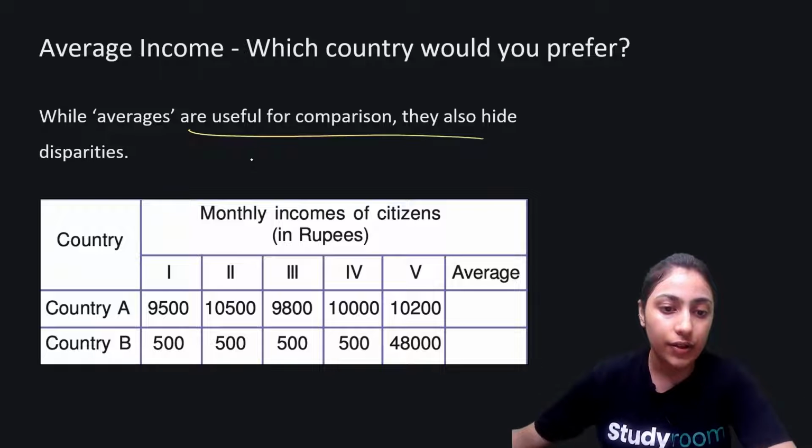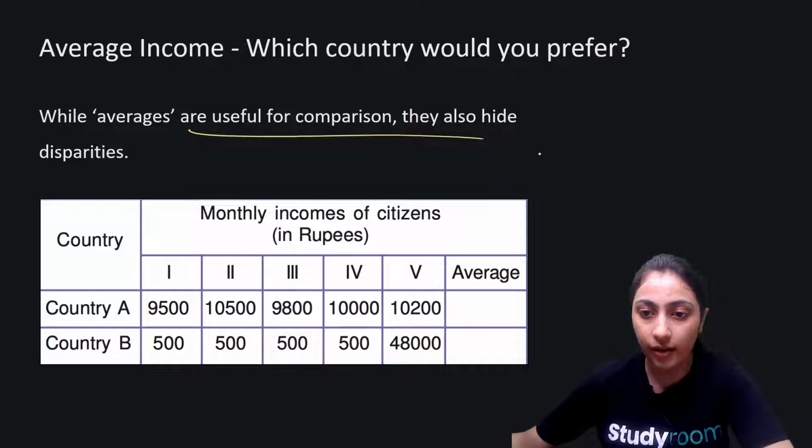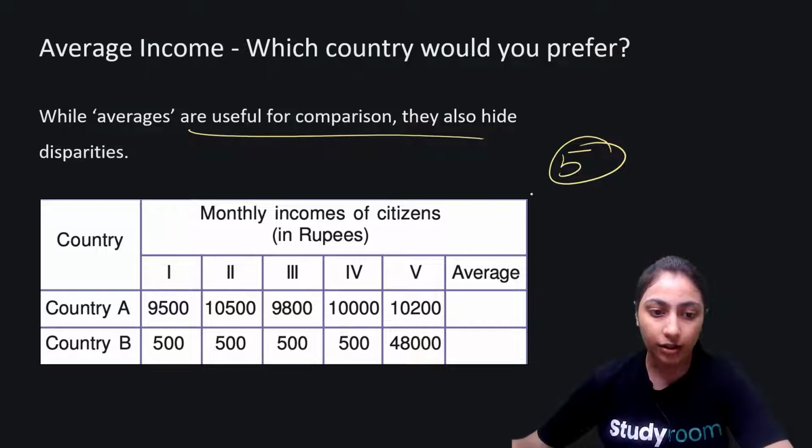Now coming on to some practical. Over here it's written monthly income of citizens, country A, country B. So over here we have taken 5 citizens. I'll be writing it over here for your notes.